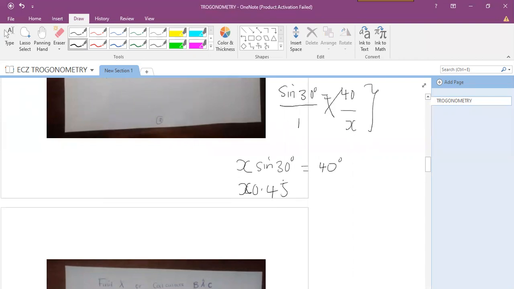0.45. Remember, we're still multiplying, but we've only found the value of sine 30. So sine 30 is 0.45, so it's 0.45 multiplied by x, equivalent to 4. So we just divide both sides by 0.45 over 0.45. That cancels. So on your calculator, clear it, and then say 4 divided by 0.45.